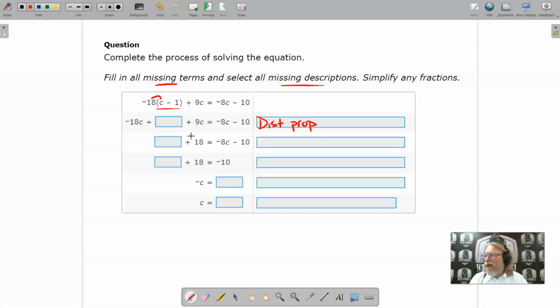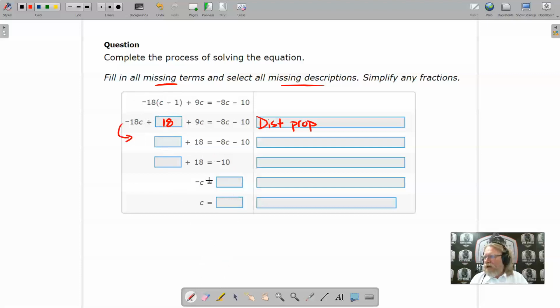And we have negative 18 times c is negative 18c, so that's good to go. And negative times negative is positive, and 18 times 1 is 18, so plus 18. So we're good to go with that part. We use the distributive property. Now let's go from this line to the next line.